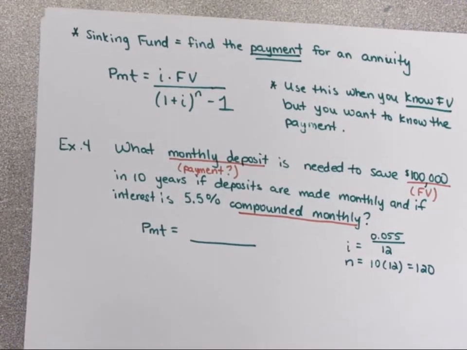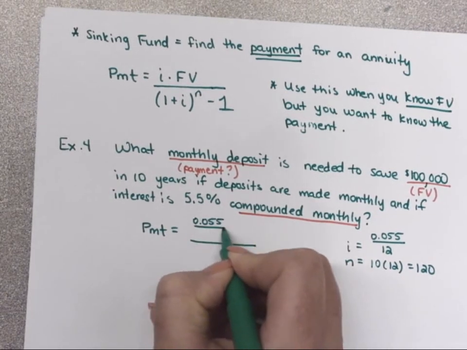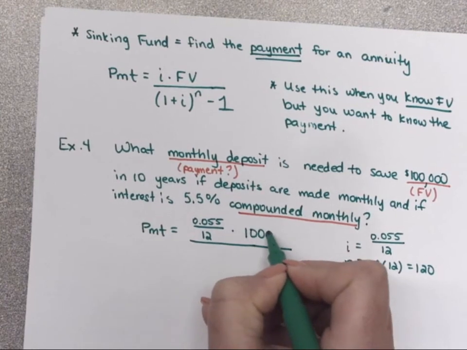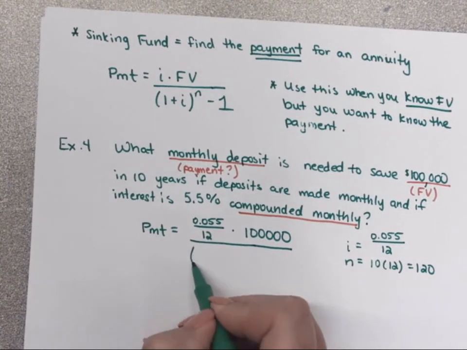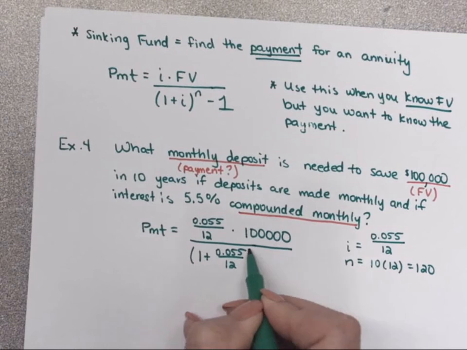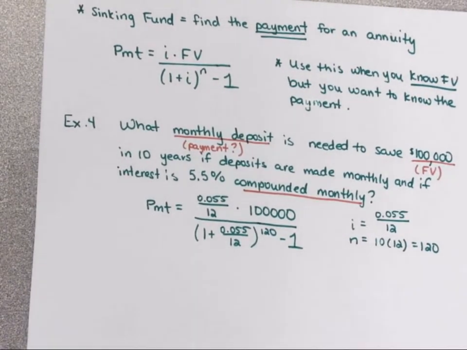So let's go ahead and work that out. Let's plug in what we've got. It's going to be 0.055 over 12, and then times the future value we expect to have saved up, which was 100,000. And then on the bottom, we get 1 plus that same fraction raised to the 120th power, and then minus 1. Notice that looks exactly like what we did before. It's just that this part's on the bottom instead of on the top now because we shifted the formula around.